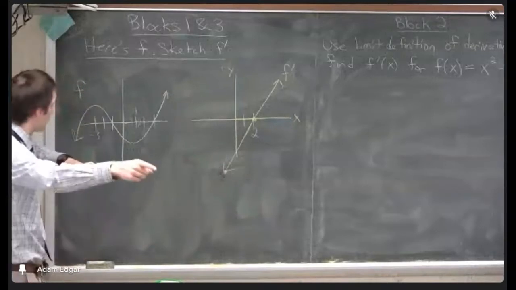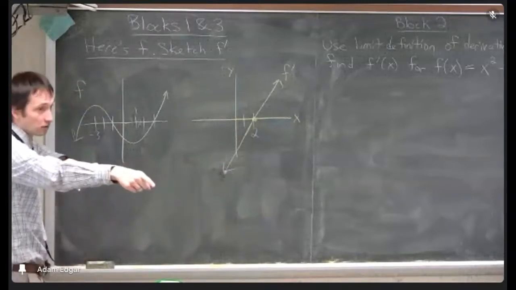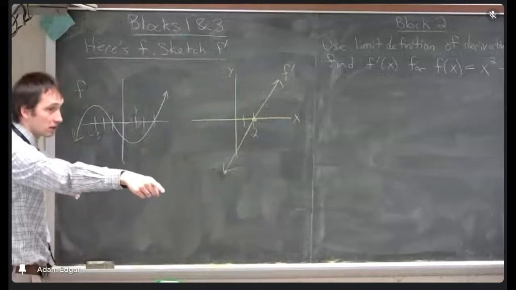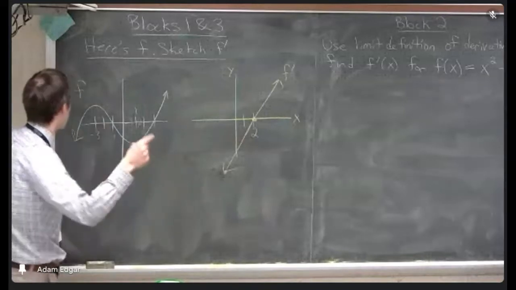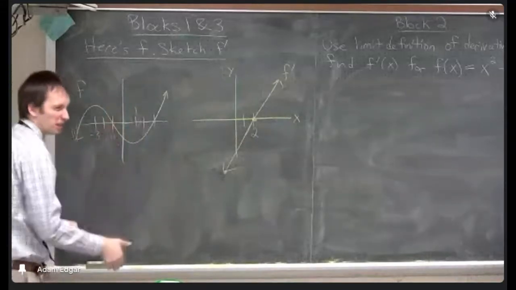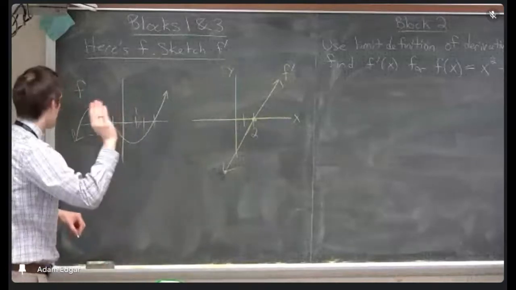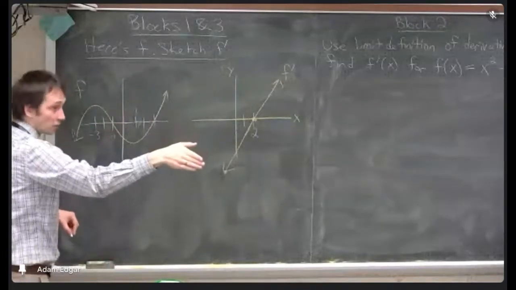Rachel, where's one point where the derivative equals 0? At what? 1? Nope, that's when the function equals 0. I want when the derivative equals 0. Rows at x equals negative 3. Because what's going on with the curve of f?